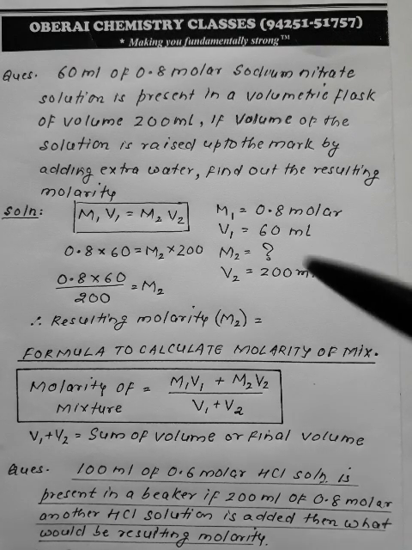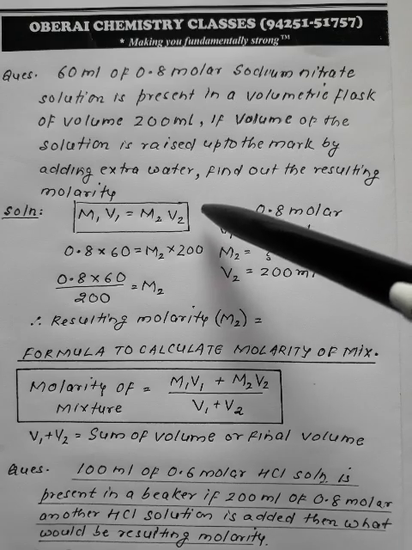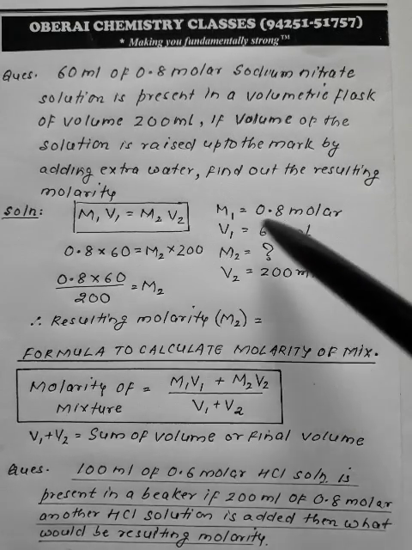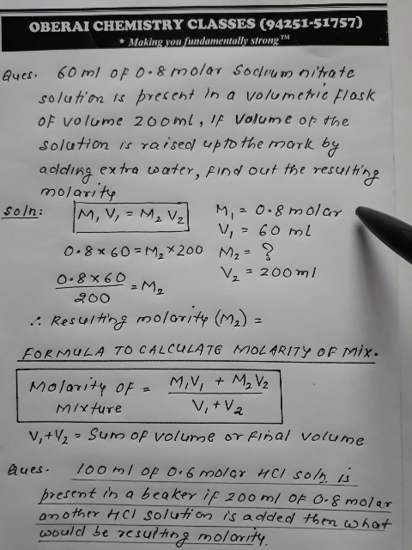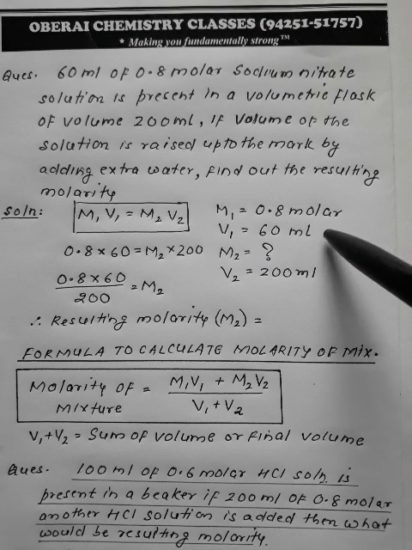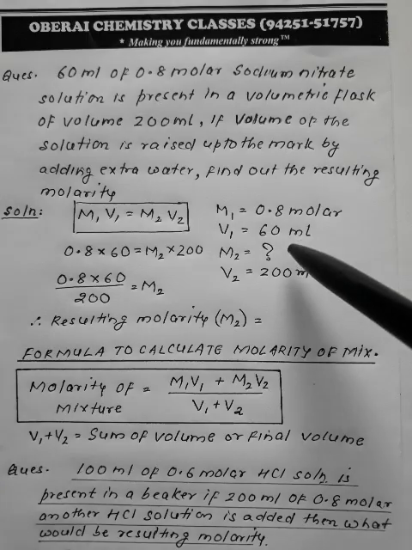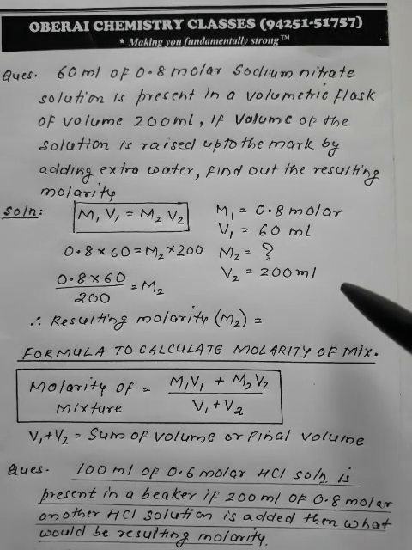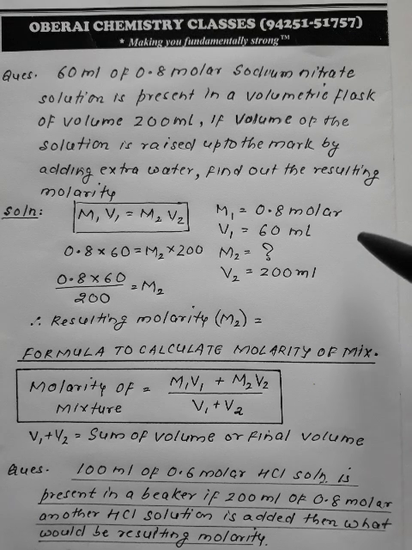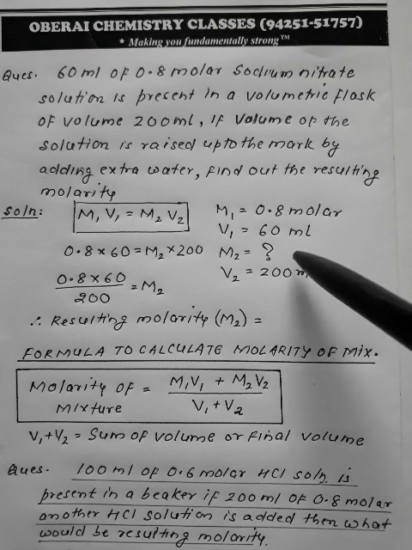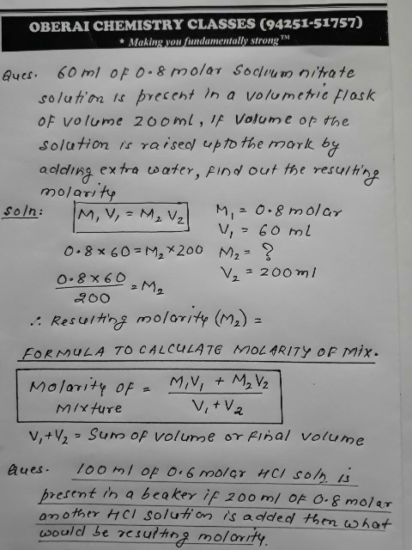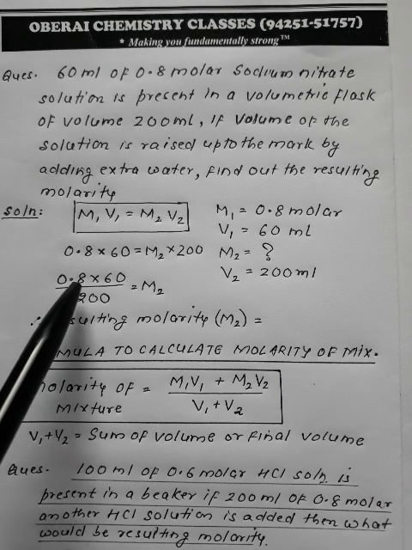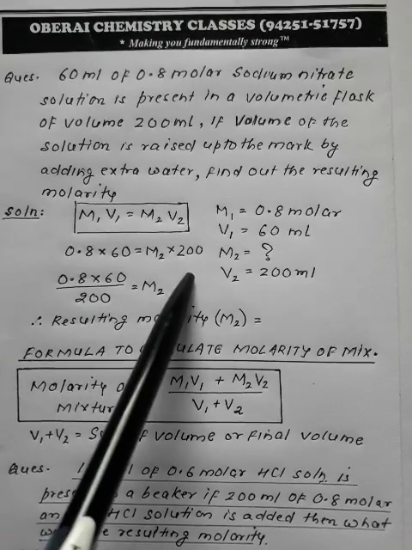The formula is M1V1 is equal to M2V2. What is the value of M1? The initial molarity given to us is 0.8 molar. The initial volume given to us is 60 ml. The final molarity, which is M2, needs to be calculated, and the final volume of the solution is 200 ml. If we keep these values over here, it would be M1V1 is equal to M2V2.